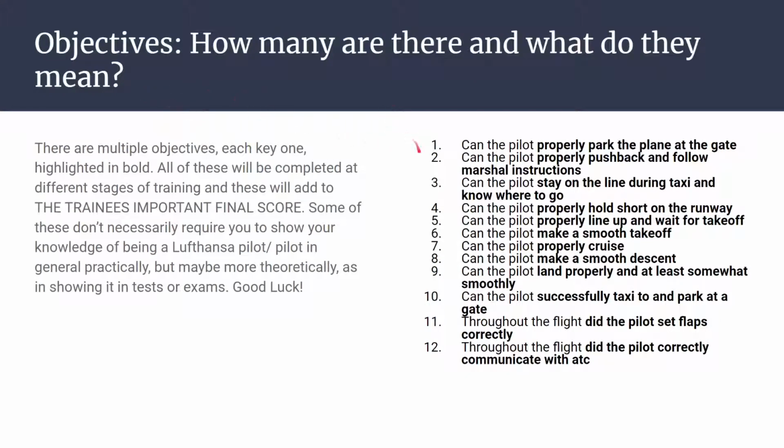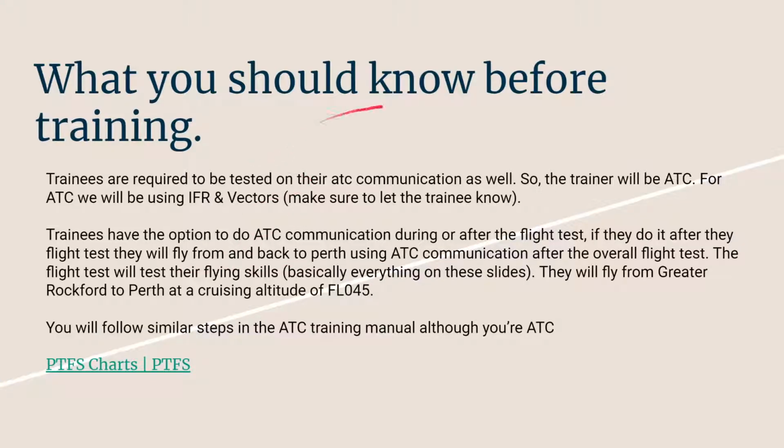So for each training we have objectives, and in this case there are 12. In order for the pilot to pass the training, they need to do all these objectives and do all of them correctly. Each objective will affect their final score. For each training, we will test the pilot's flying skills and ATC communication skills. In this case, the trainee is the pilot and the trainer is the ATC.